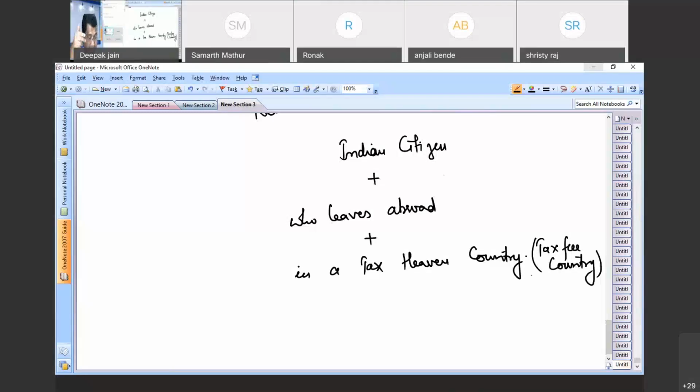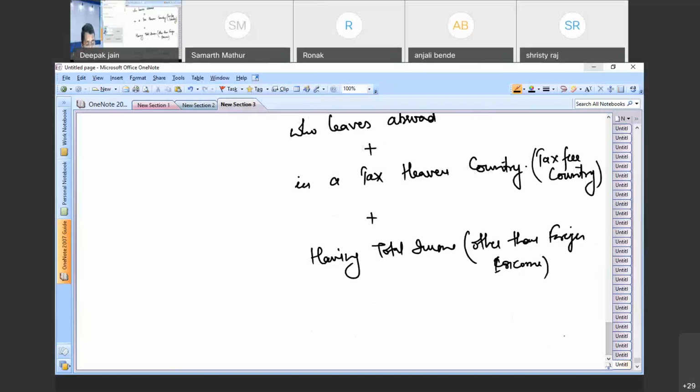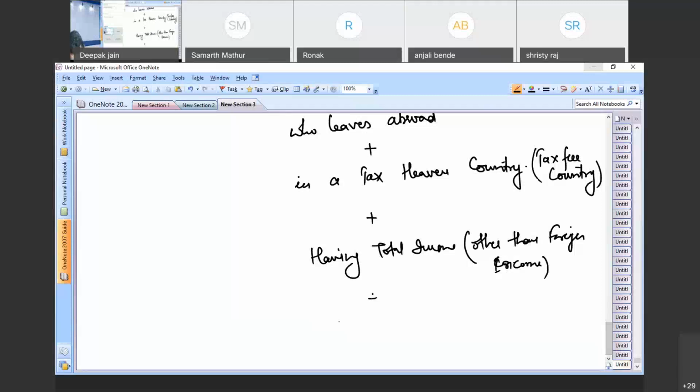An Indian citizen who lives abroad in a tax haven country having total income other than foreign income, can I say Indian income, exceeds ₹15 lakh, then he shall be deemed to be resident and not ordinarily resident.